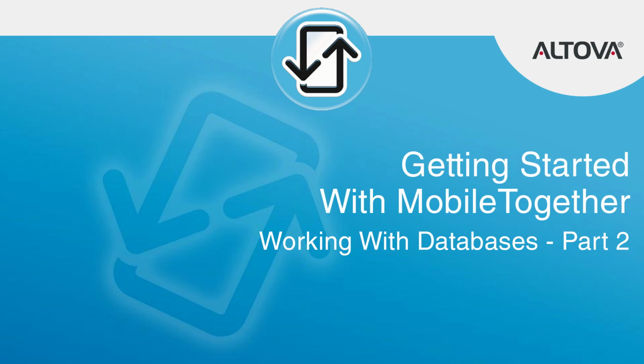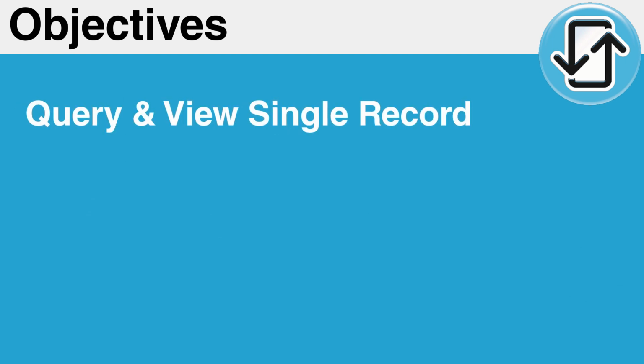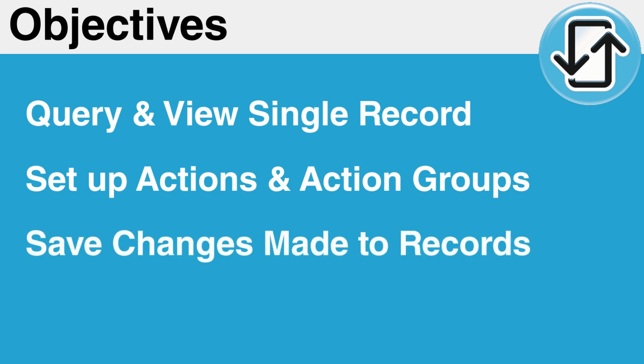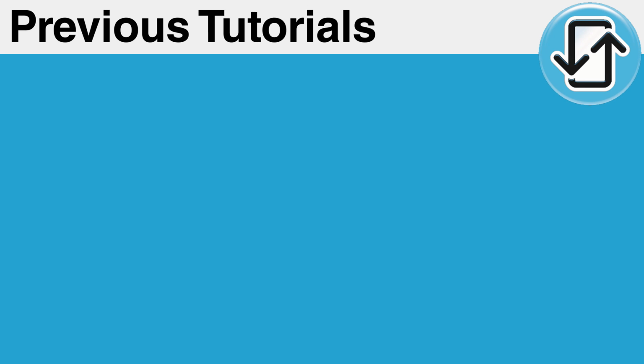Welcome to part 2 of our tutorial aimed at working with databases in MobileTogether. This video will cover the steps required to query and view an individual record from a database, set up both actions and action groups, and finally save changes made to a record. We will build on the project constructed in the first tutorial.